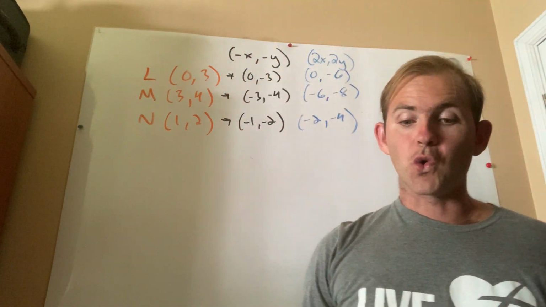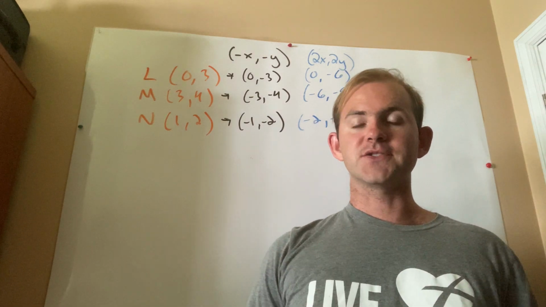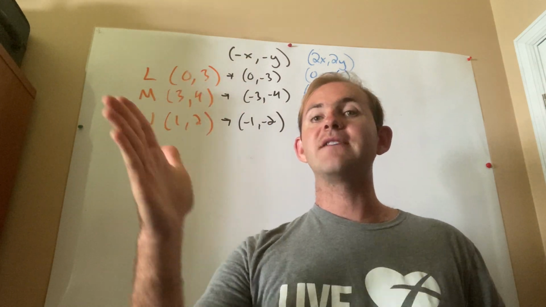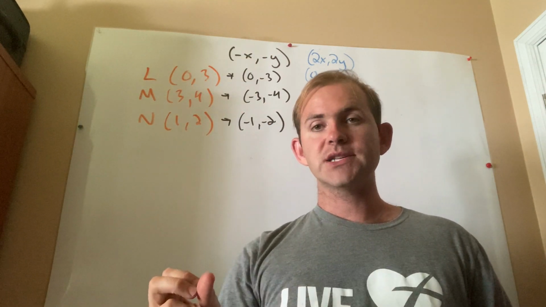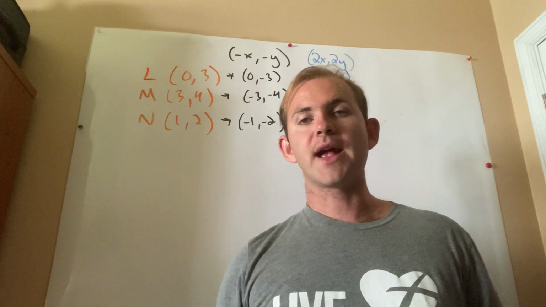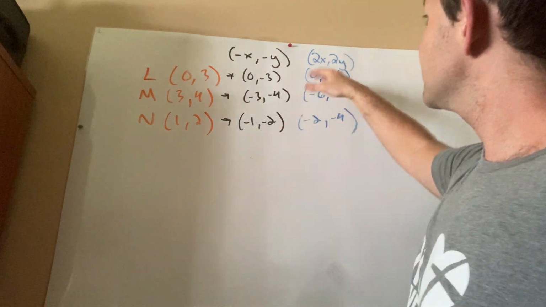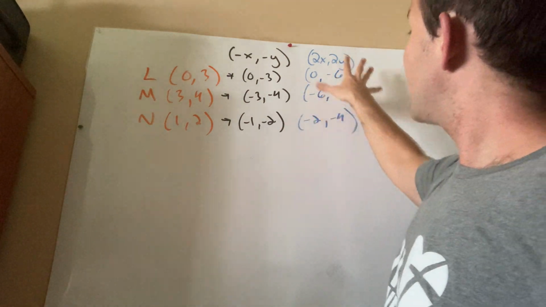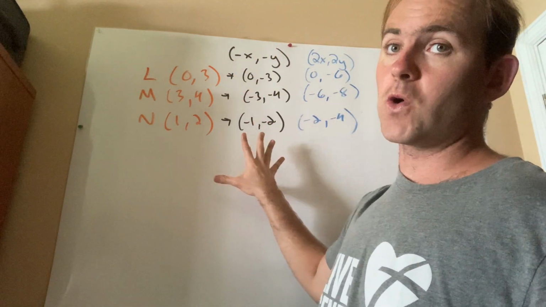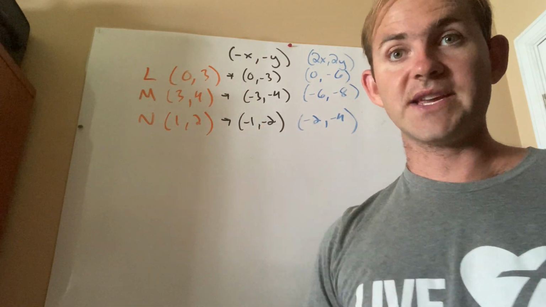So long story short, how do you perform a sequence of transformations? You perform one right after the other. The important thing to remember, and this is what sets it apart from the regular old transformations, is that because you're doing multiple, when you want to do the next transformation, you go back to the new coordinates that you just created.